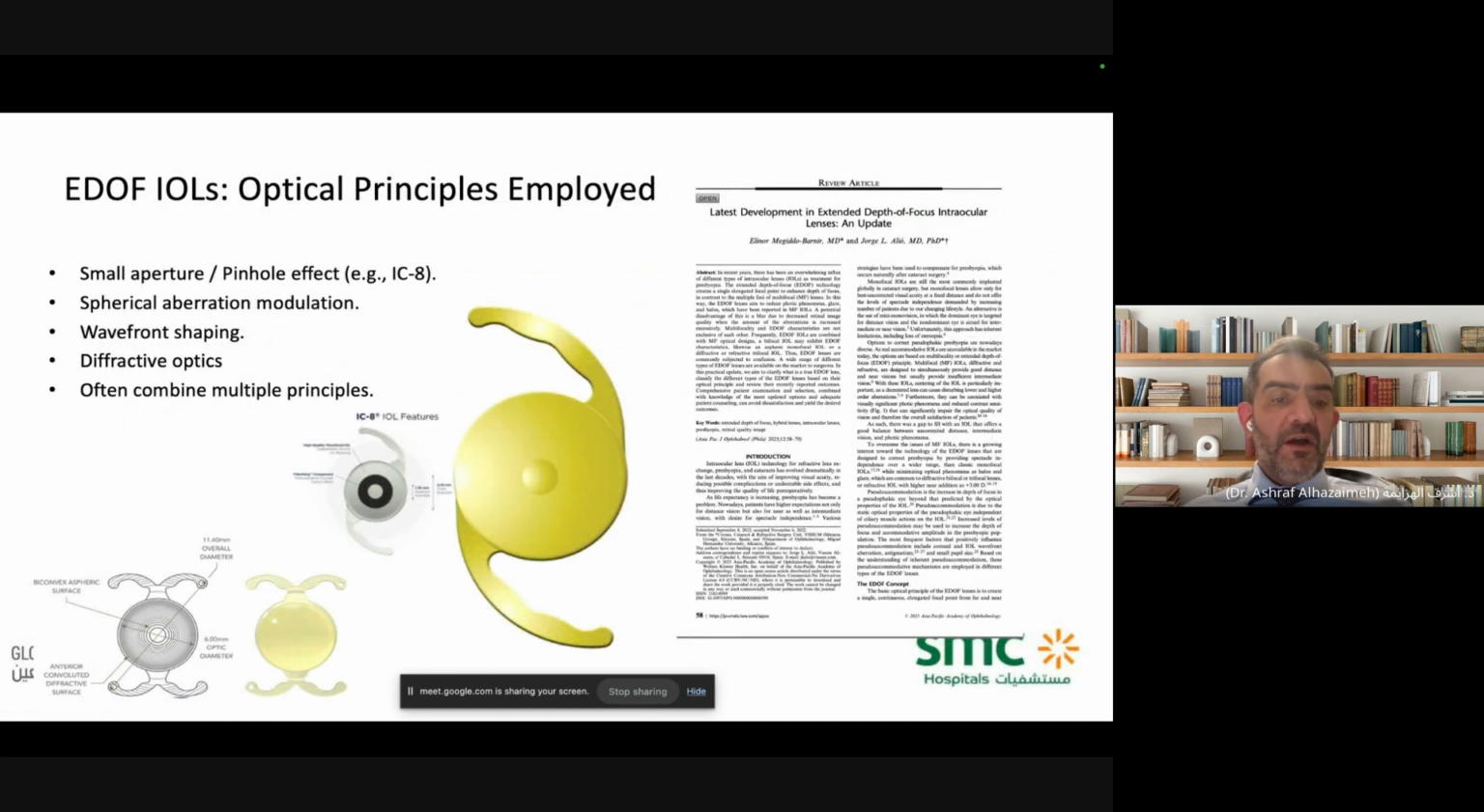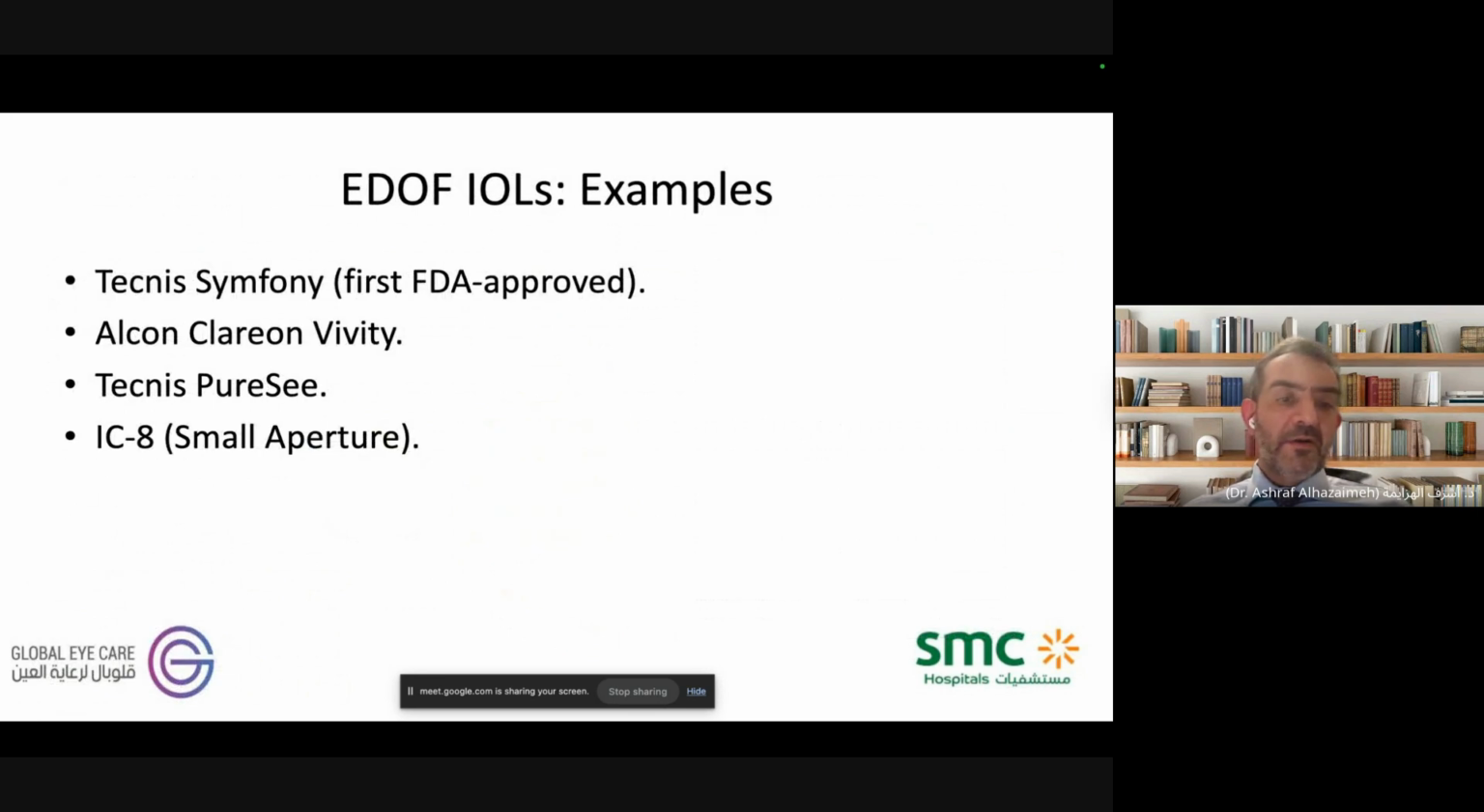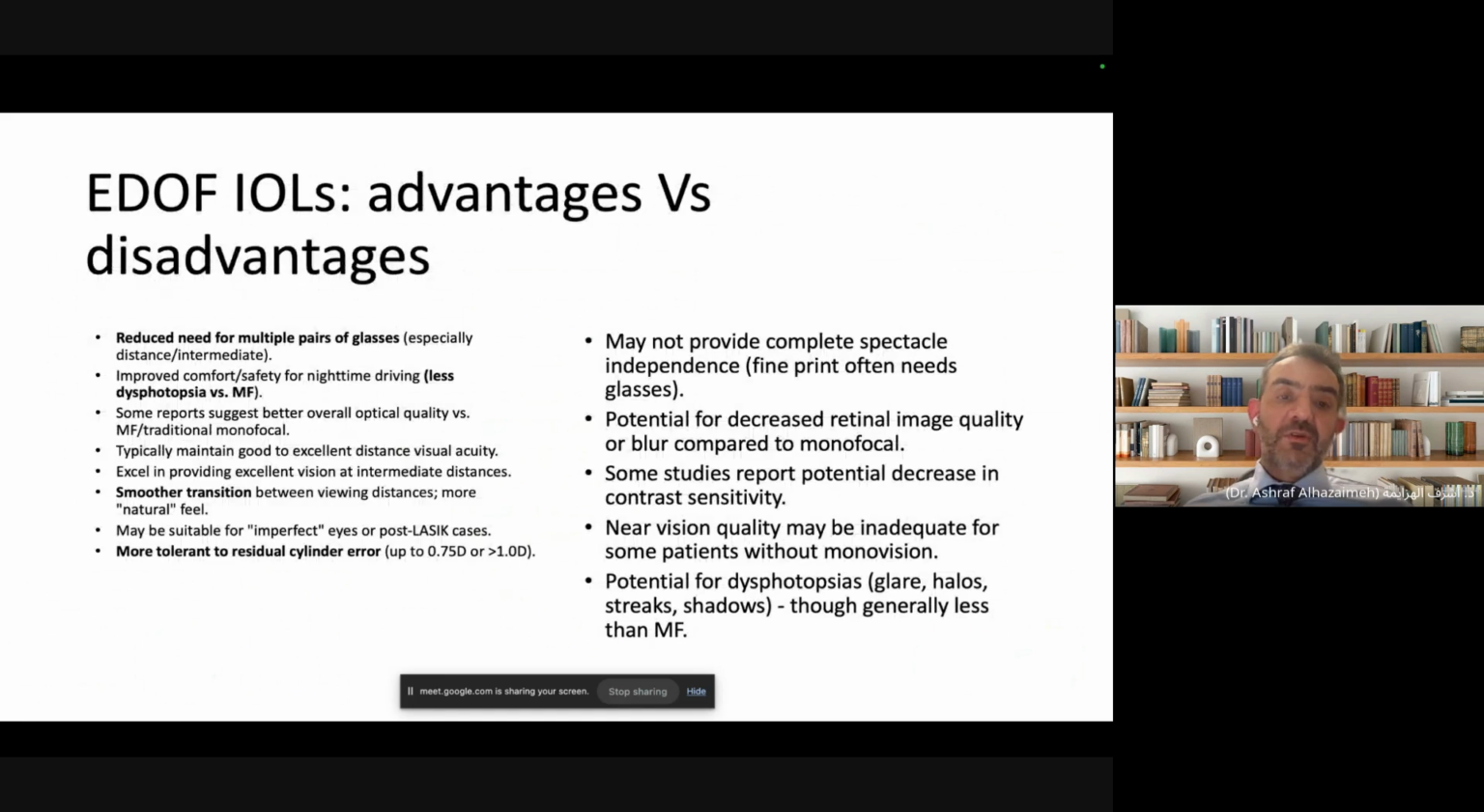There are different types of EDOF in the market, mainly the thickness pure C, the Alcon Vivity IOL, and different models that will cover this category. The advantages of the EDOF are less dysphotopsia, less glare and halos, and the continuous focus from intermediate to far. But their problem is that they lack the near vision.